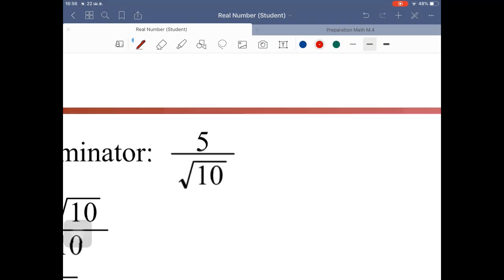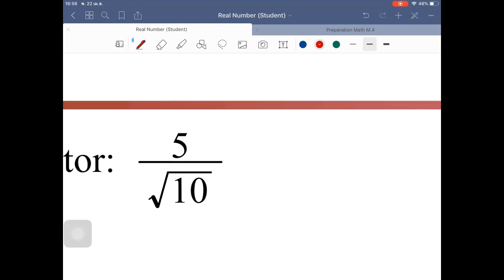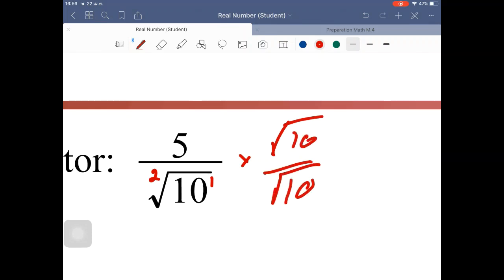Let's see this one. 5 over square root 10, which means 10 to the power of 1 here. And the radical with no index is commonly known as 2. So we need to have 10 for 2 terms in order to take it out from the radical. But now we have only one term. So how to make them be 2? Which number should you multiply? You should multiply square root 10 to both numerator and denominator.